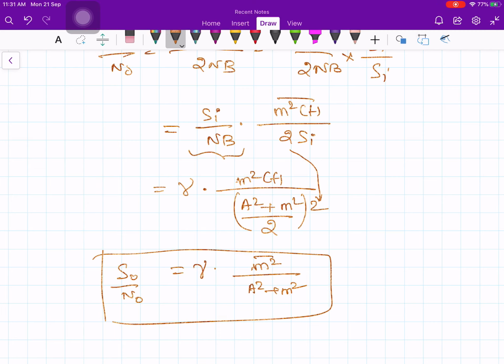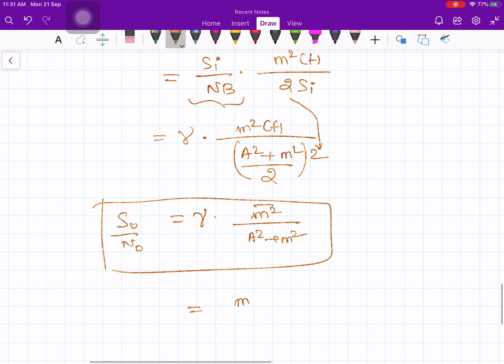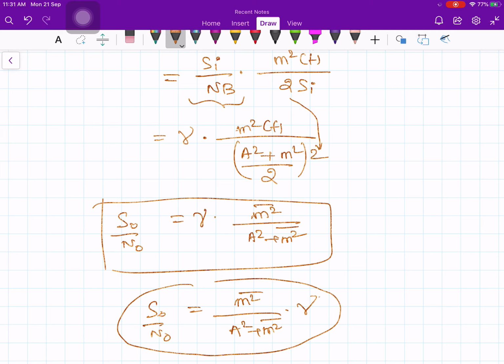So you are left with the same expression as before. So the output SNR is m squared bar by a squared plus m squared bar times gamma. Whatever expression we got for the synchronous demodulator, we are getting the same expression here. So this is very, very important to appreciate. Although the expression is the same, there is a very, very important message here. Okay, so this is for the envelope detector.